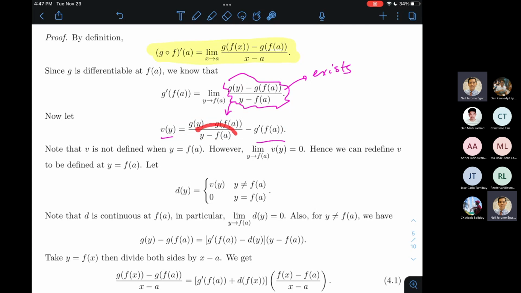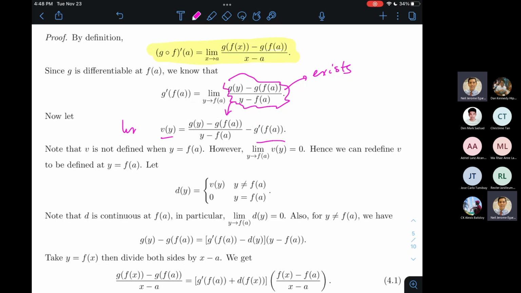So when y is equal to f of a, we will have a very big problem here because we will have a 0 in the denominator. Thus f of a is excluded from the domain of v. Pero aside from that, pag kinuha natin yung limit ni v of y as y approaches f of a, we will get 0. Okay? So kasi pag kinuha natin yung limit both sides, this will become g prime of f of a minus g prime of f of a, right?